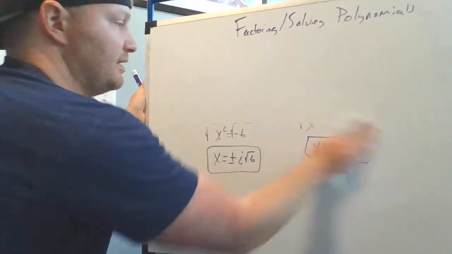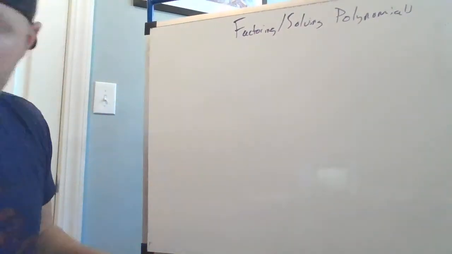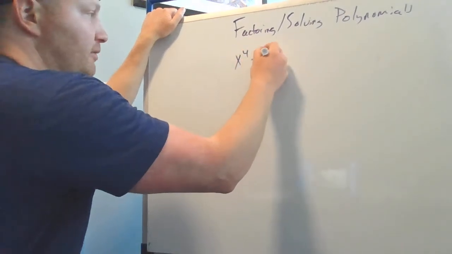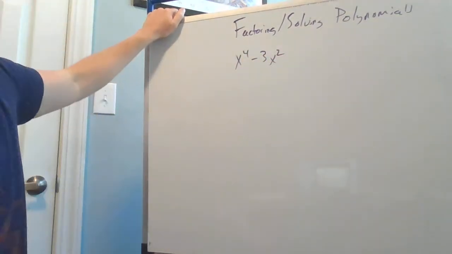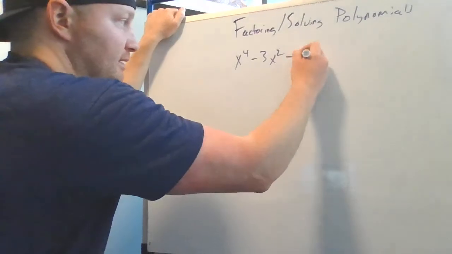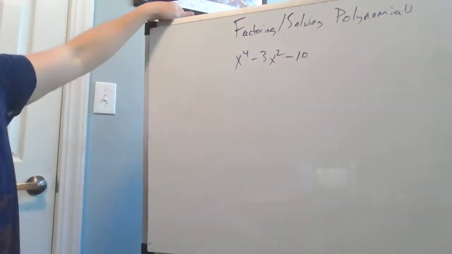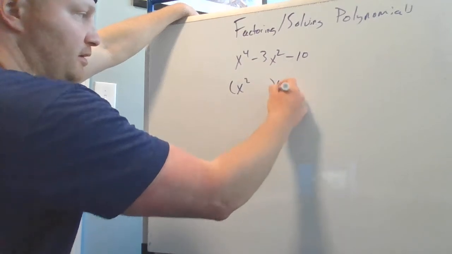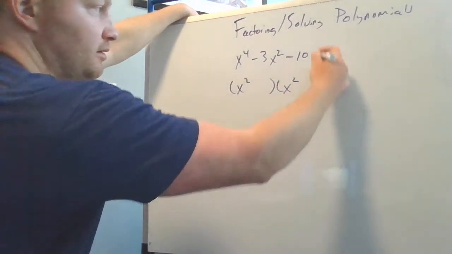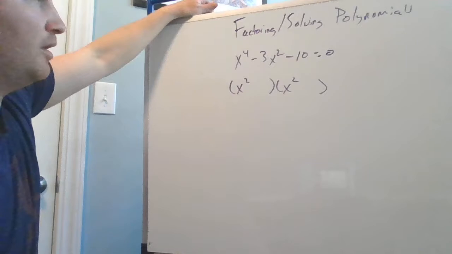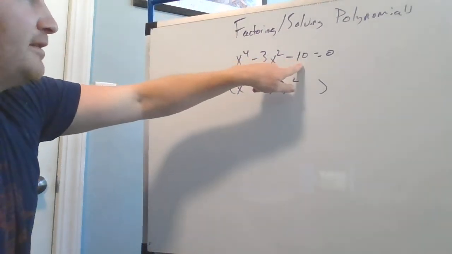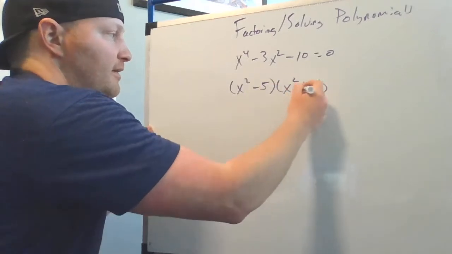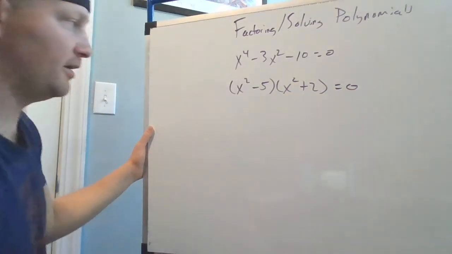So now we're using that thinking. Let's do another one with x to the 4th. Okay? So let's say I got x to the 4th minus 3x squared minus 10. So, again, this is nice. We know that this front term is x squared equals 0. Well, what multiplies to negative 10 that also adds to negative 3? Oh, that's right. Minus 5 and plus 2 equals 0.